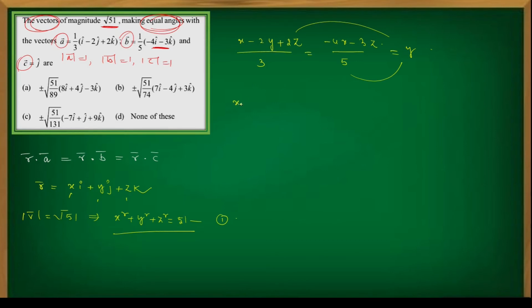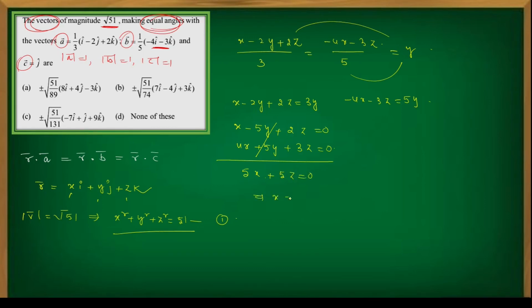If you equate these two and utilize them here: x minus 2y plus 2z is equal to 3y, and the other, minus 4x minus 3z, is equal to 5y. Correct? So x minus 5y plus 2z is equal to 0, and from this, plus 4x plus 5y plus 3z is equal to 0. Now we'll get a relation. Plus 5y minus 5y cancel. 5x plus 2z plus 3z is 5z equal to 0. So x is equal to minus z.